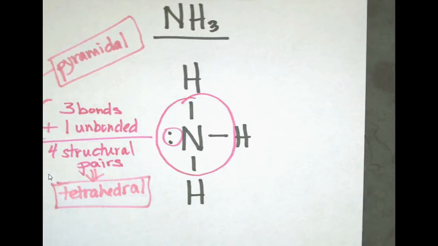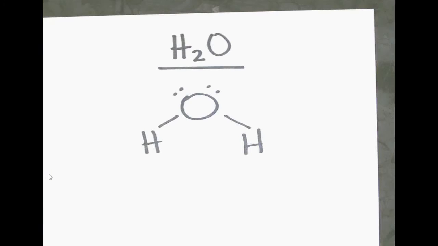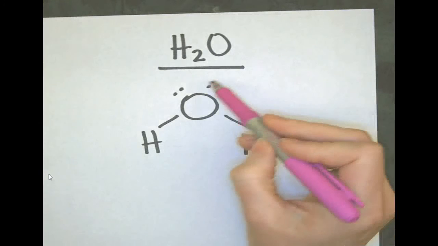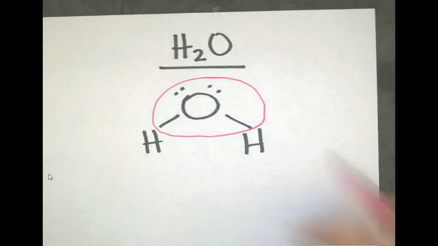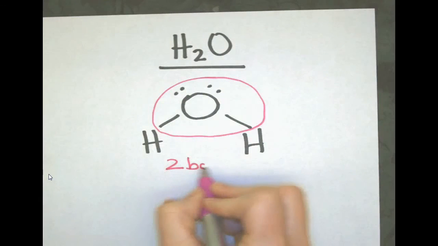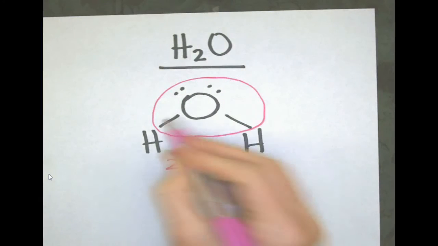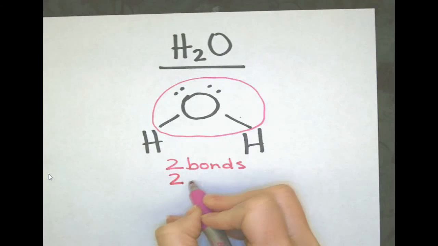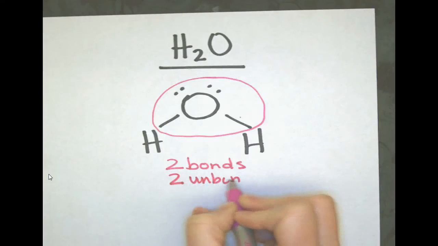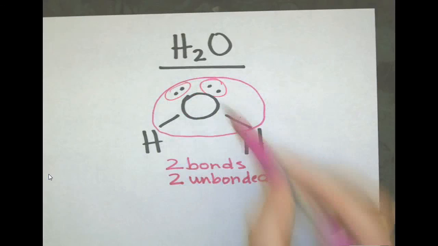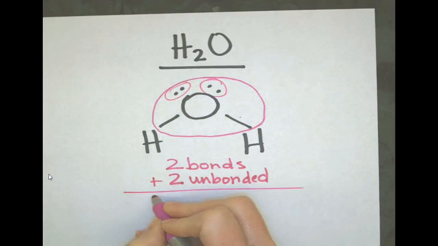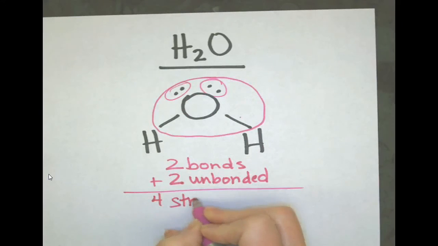Our last example is water. I'm looking at the central atom, so I circle the central atom and anything that is bonded to it. I see 2 bonds, 1, 2. I see 2 unbonded, 1, 2. Adding those together, I get a total of 4 structural pairs.